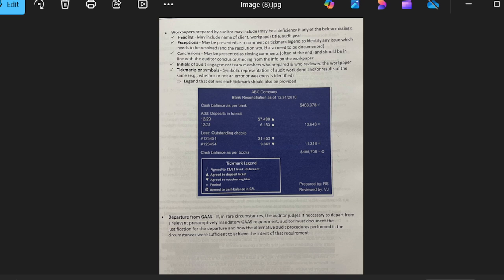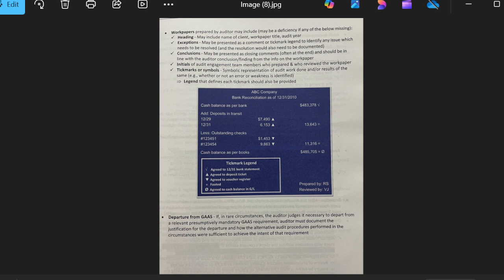So now moving forward, what are the characteristics of the work paper? What a work paper includes, we will discuss. So there are headings, exceptions, conclusions, initials, tick marks or symbols, and legends in the work paper. The heading may include the name of the client, work paper title, and the audit year that we are auditing. Exceptions may be presented as a comment or tick mark legend to the entity to identify issues. Conclusion may be presented as closing comments. Initials of the audit engagement team members who prepared and reviewed the work paper. Tick marks or symbols are certain symbolic representations of the audit work done or the result of the same. And legends that define each tick mark should also be provided.